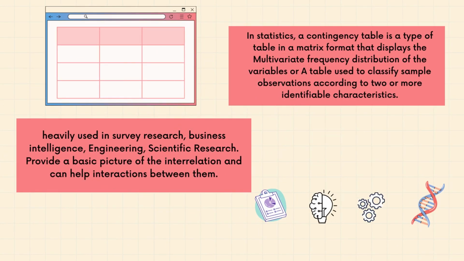In statistics, a contingency table is a type of table in a matrix format that displays the multivariate frequency distribution of the variables, or a table used to classify sample observations according to two or more identifiable characteristics.